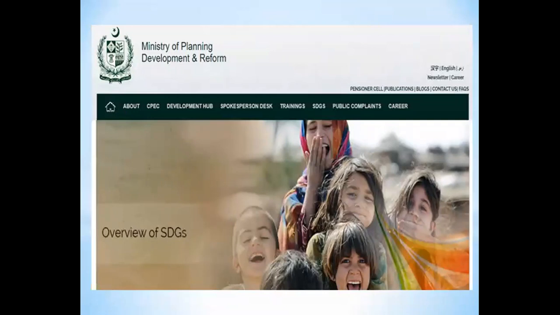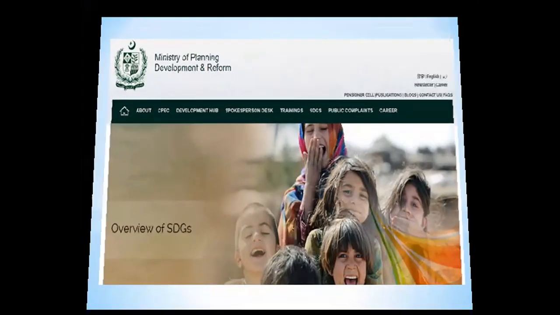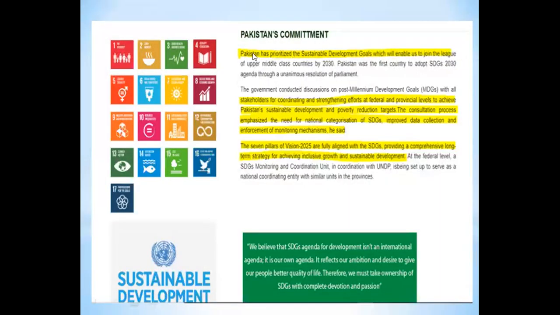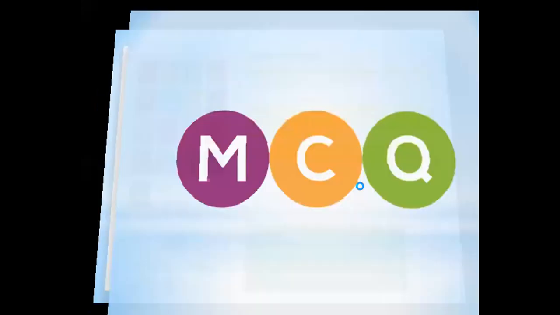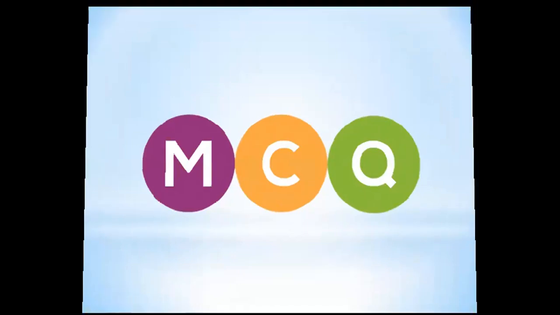The Ministry of Planning, Development and Reform in Pakistan has said that Pakistan has prioritized the Sustainable Development Goals, which will enable us to join the league of upper middle class countries by 2030. The government of Pakistan discussed SDGs with all stakeholders for coordinating and strengthening efforts at federal and provincial levels to achieve Pakistan's sustainable development and poverty reduction. The seven pillars of Vision 2030 are fully aligned with SDGs, providing a comprehensive long-term strategy for achieving inclusive growth and sustainable development. Now it is time for MCQs.